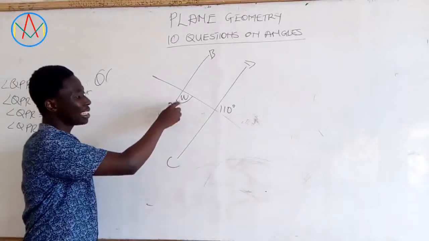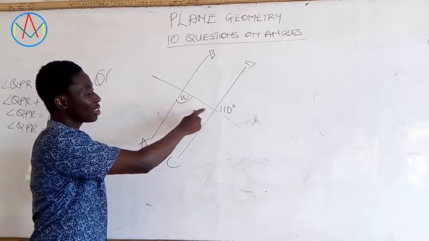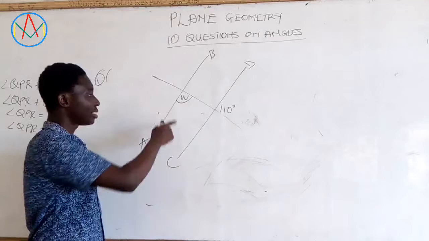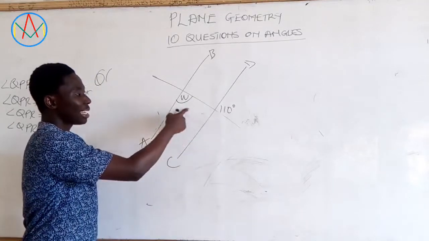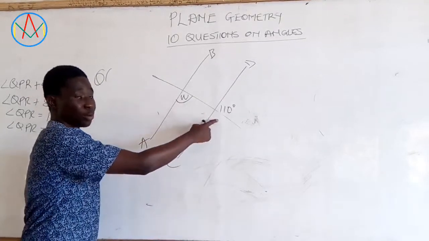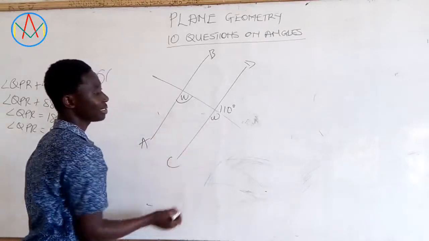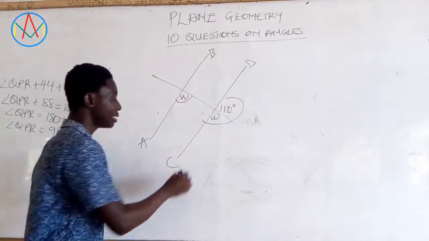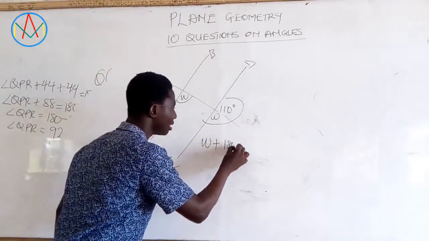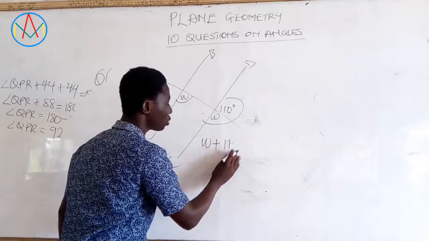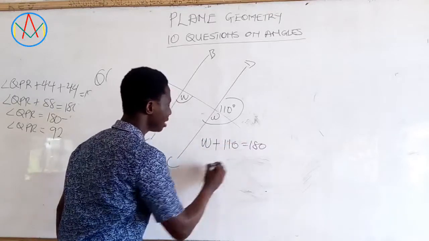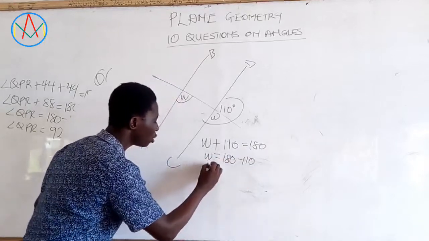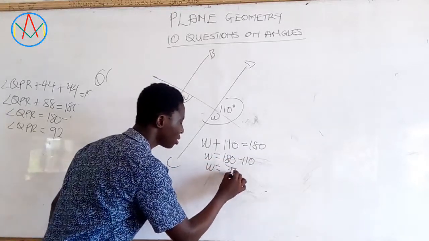So this side corresponds to this side, either way is correct. I'm bringing this one to this side, so we are going to have W over here. Angles on a straight line sum up to 180. So W plus 110 is equal to 180. Now W is equal to 180 minus 110. W is equal to 70 degrees.